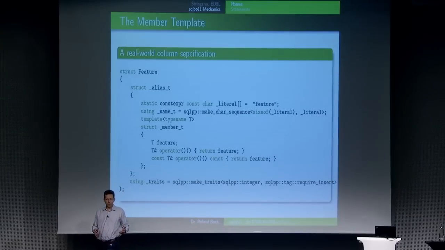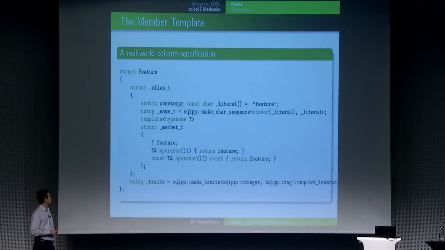Right, now we come to, I think you asked that, about how tables and columns are specified. We come to that part. And it's still about names, so don't worry. So what we see here is a real-world specification of a column. Oh, and a typo. So what we see is, let's start on the bottom.